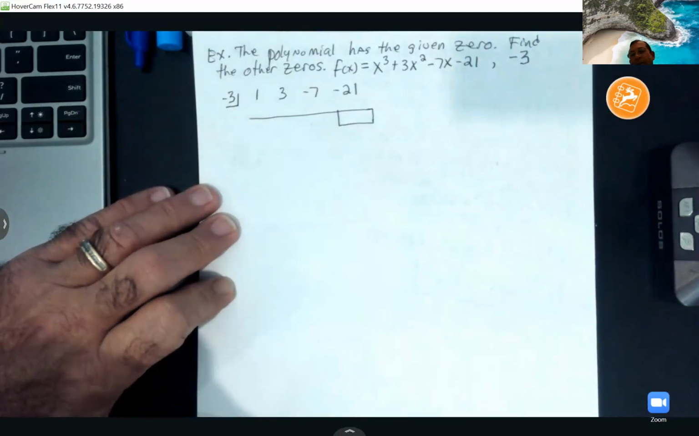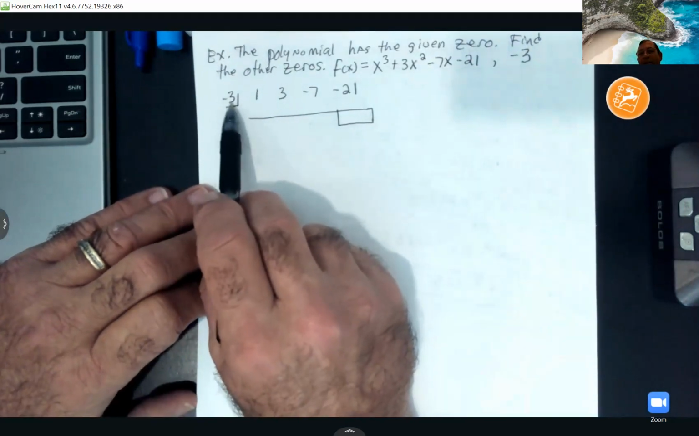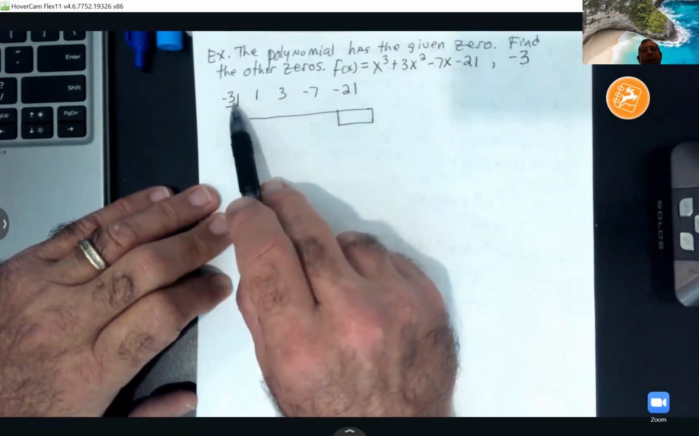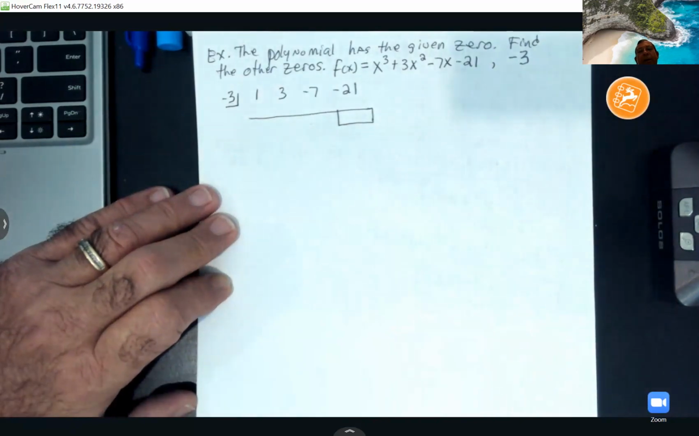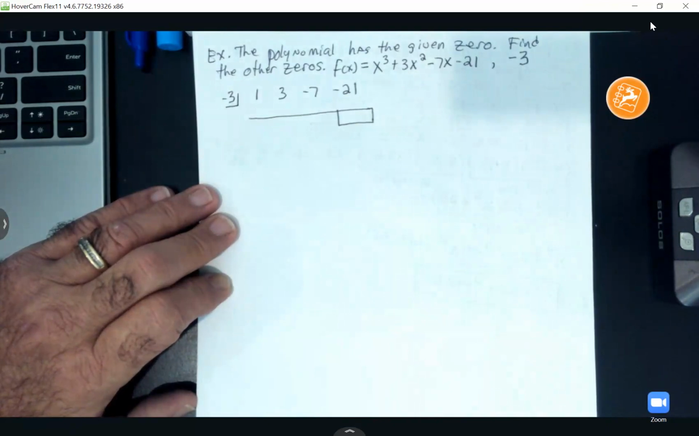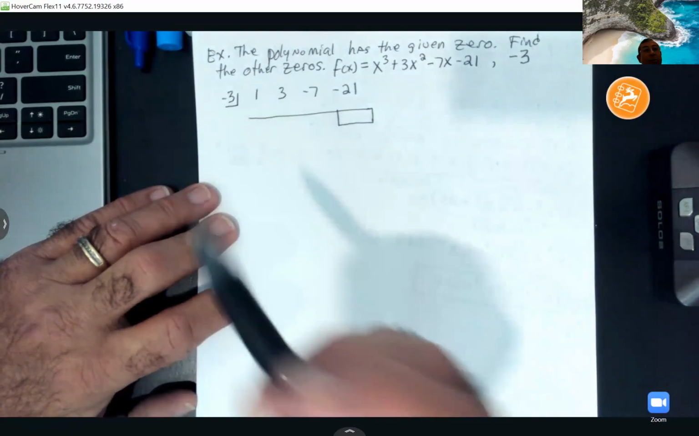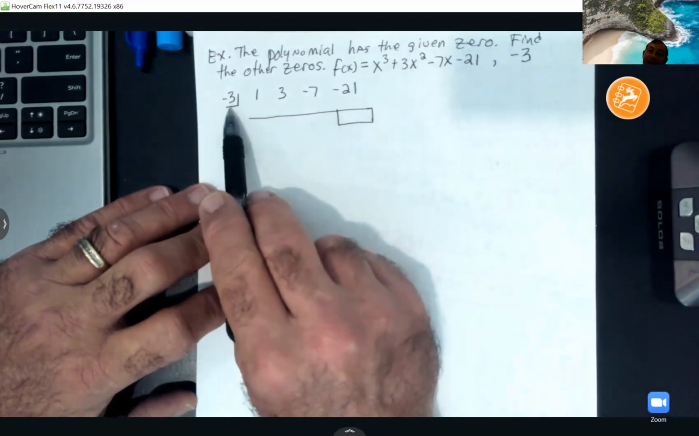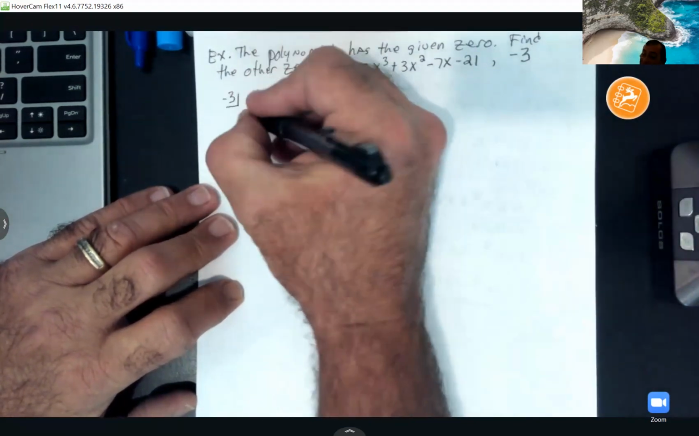So here's a question for y'all. If I know negative 3 is a 0 of this polynomial, what will this remainder be? I got 0. Perfect. And it's got to be a 0 here. Remember, that's how we were checking to see if those numbers were actually zeros, if we got a 0 remainder. Since they're telling me that, we better get a 0 there. Good job.